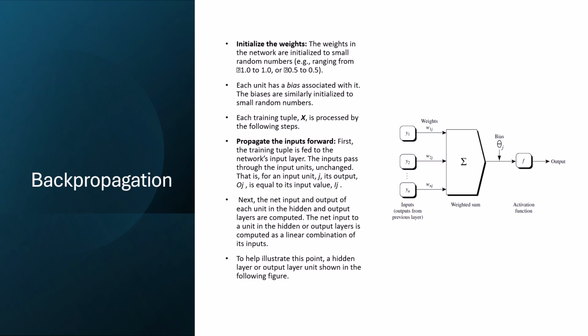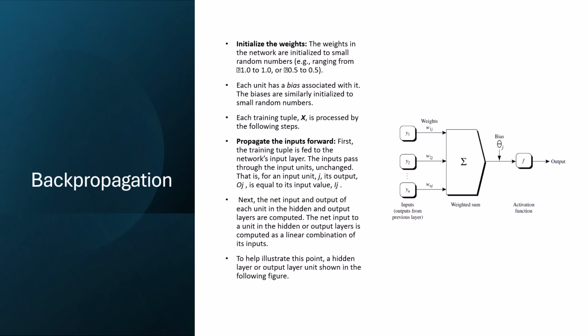Initialize the weights. The weights in the network are initialized to small random numbers. Each unit has a bias associated with it. The biases are similarly initialized to small random numbers. Each training tuple X is processed by the following steps. Propagate the inputs forward. First, the training tuple is fed to the network's input layer. The inputs pass through the input units unchanged. That is, for an input unit j, its output Oj is equal to its input value Ij.